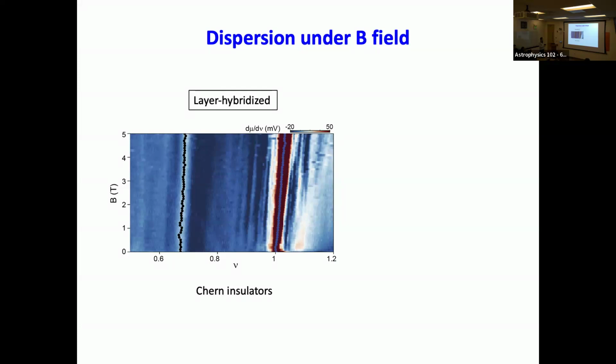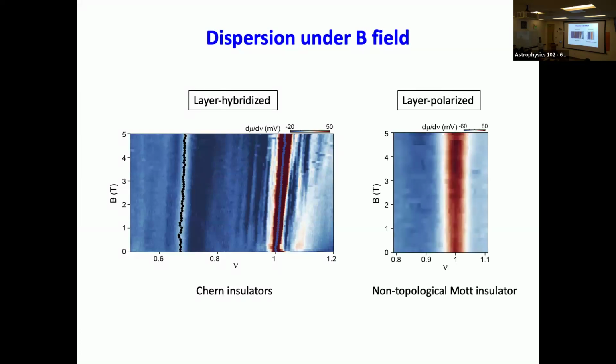And in this plot here, we are keeping the system in the layer hybridized region where the bands are topological. You can see again, it's an incompressible state at filling 1, filling 2/3, and maybe also a very weak state at 3 bits as well. Both of these states show a clear dispersion with magnetic field, and so it's a signature that they are Chern insulators indeed.